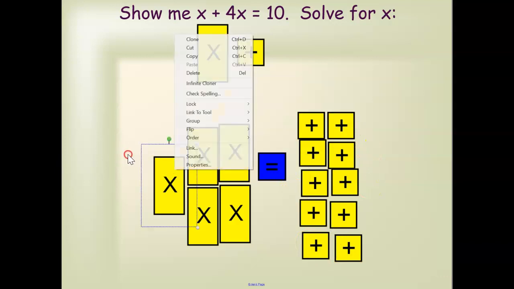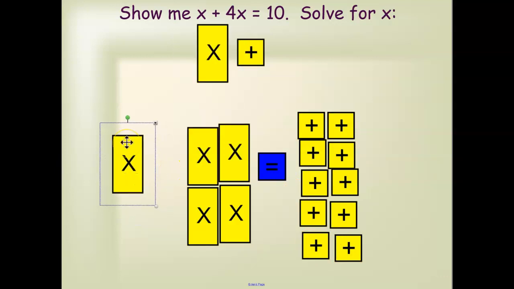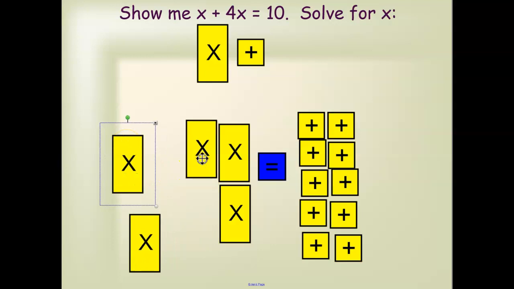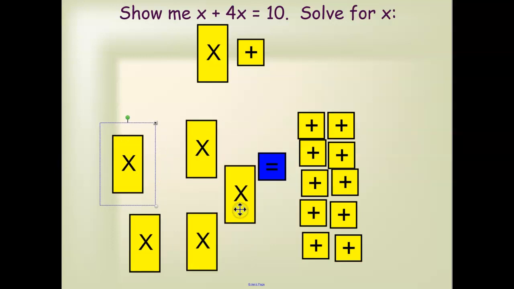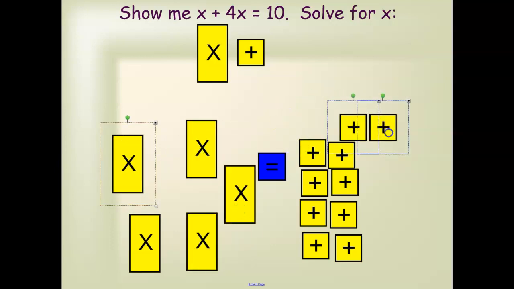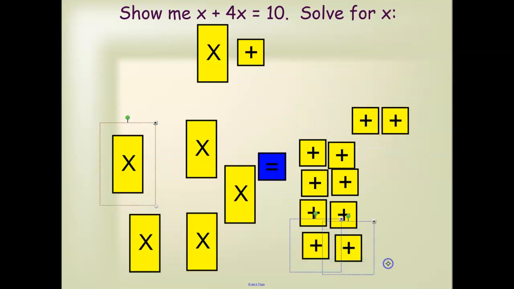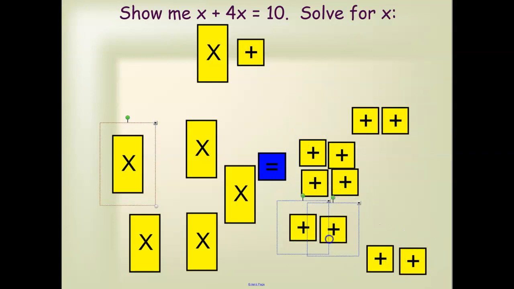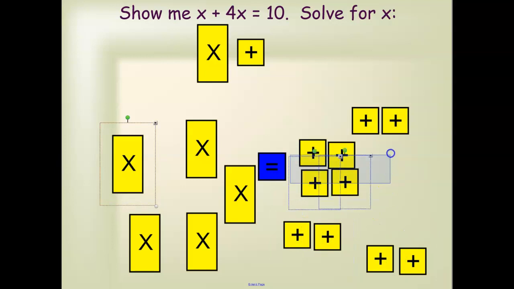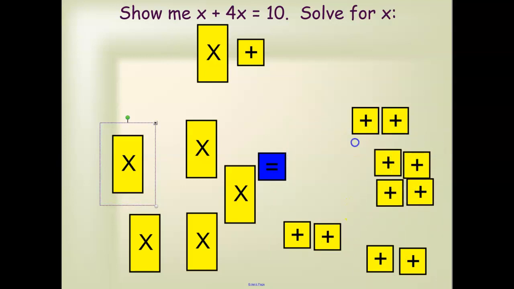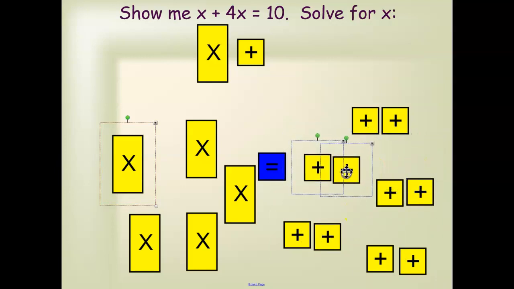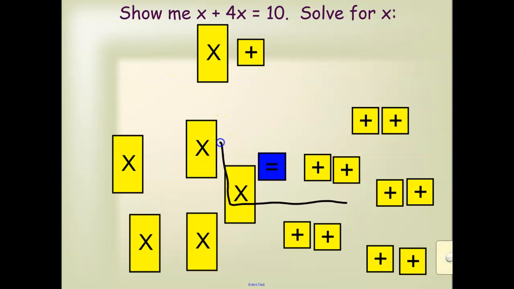And if I wanted to get x by itself, I would do that by making 5 piles of x's over here, and then I would make 5 piles of 1's over here. So I can break these guys off. All right, so I got 5 piles of x's, 5 piles of 1. How much is in each pile? I have 2 in each pile, so x equals 2.